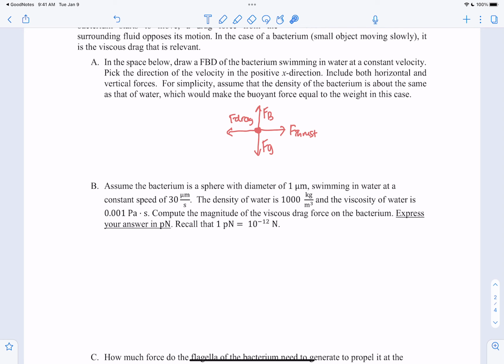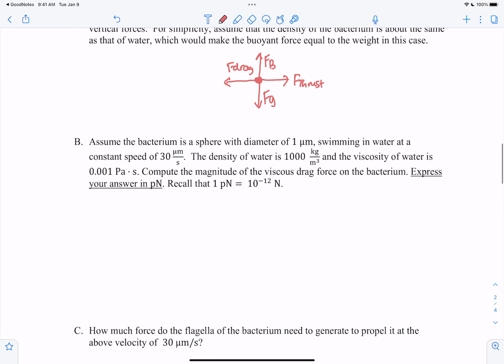Recall that a piconewton is equal to 10 to the negative 12 newtons. So, what's the equation for our viscous drag here? I think it would probably just be easier to say it out loud instead of using the chat, because there's probably going to be some variables that you might not be able to write properly in the chat. Anyone want to give it a shot?